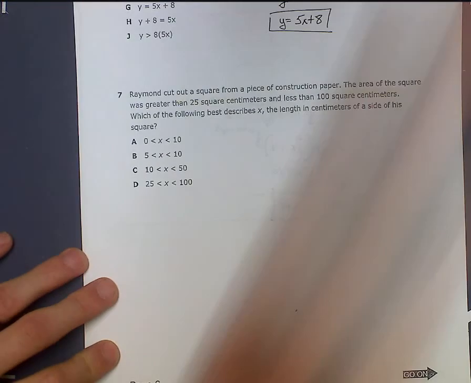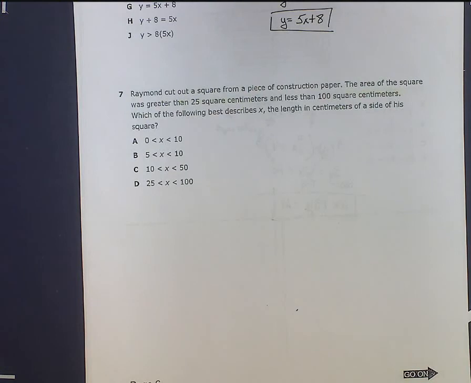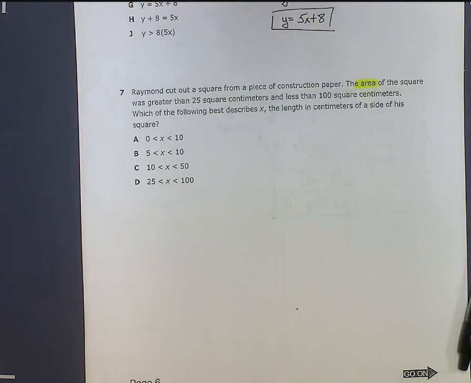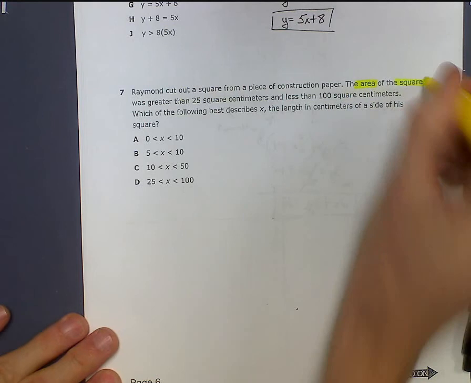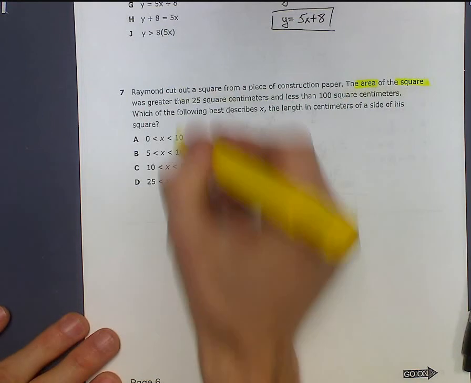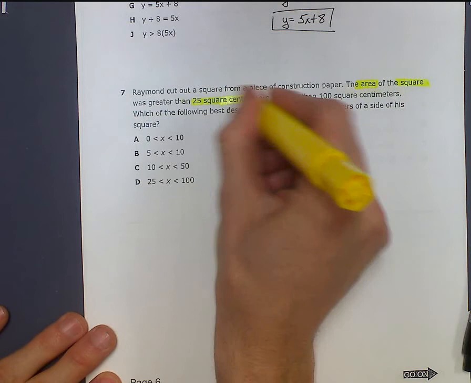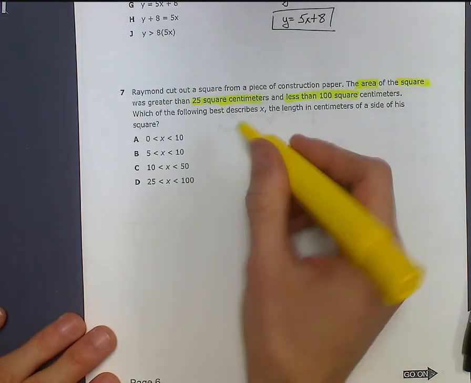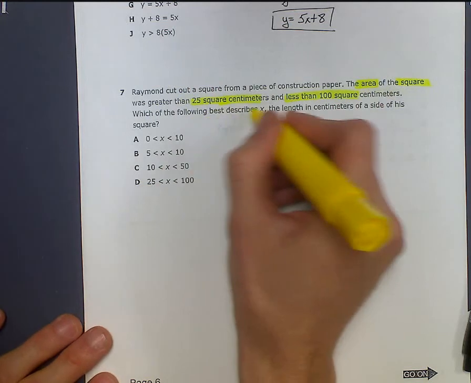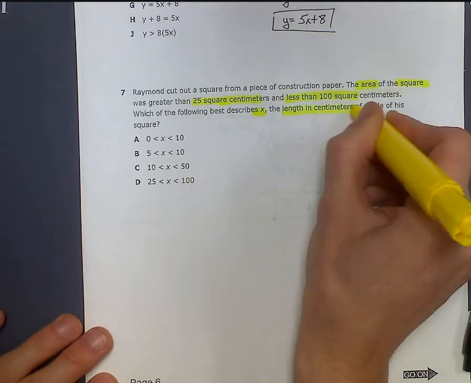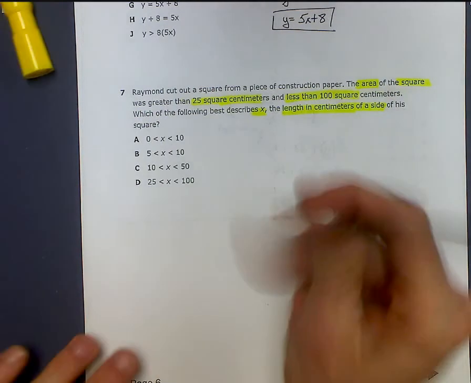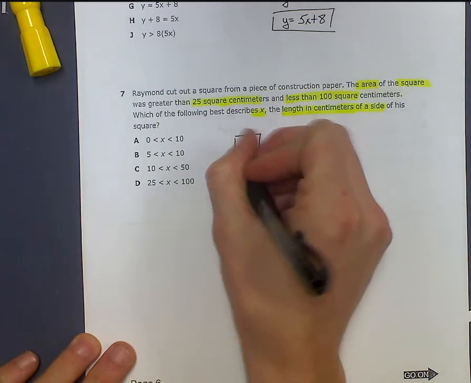Number 7 says Raymond cut out a square from a piece of construction paper. The area, again, I'm going to underline important things or highlight important things. So the area of a square, and that's important to know that geometric shape, is greater than 25 square centimeters and less than 100 square centimeters. So it wants to know x, which of the following describes x, the length in centimeters of a side. So if we draw a square, we know that a square is going to have the same side length.